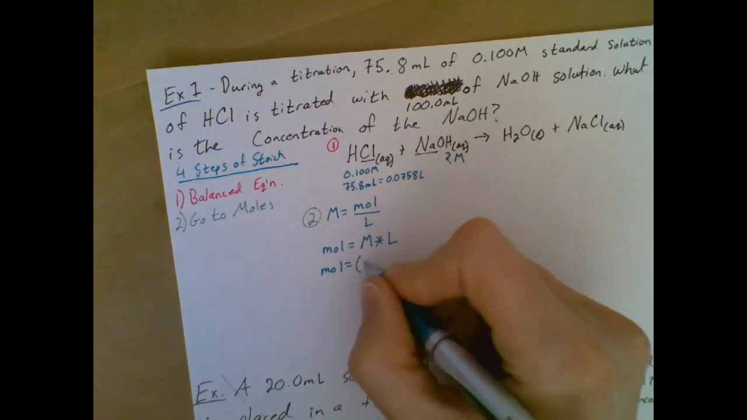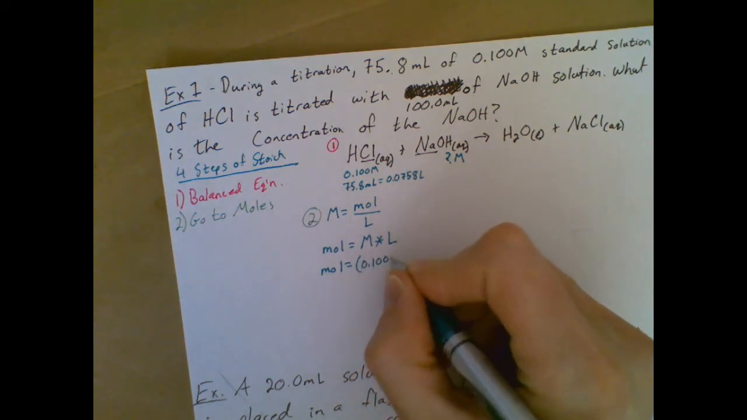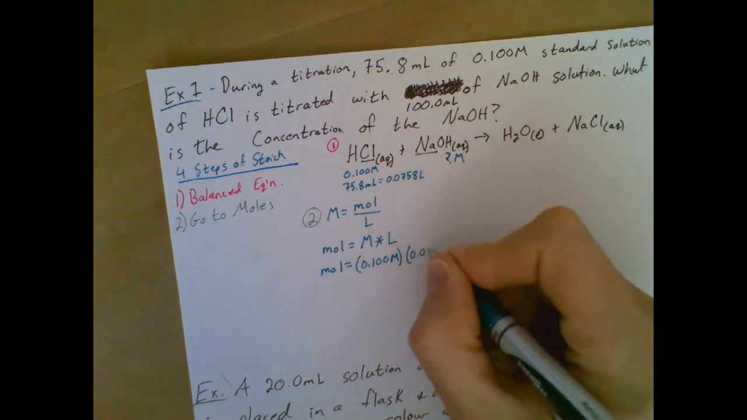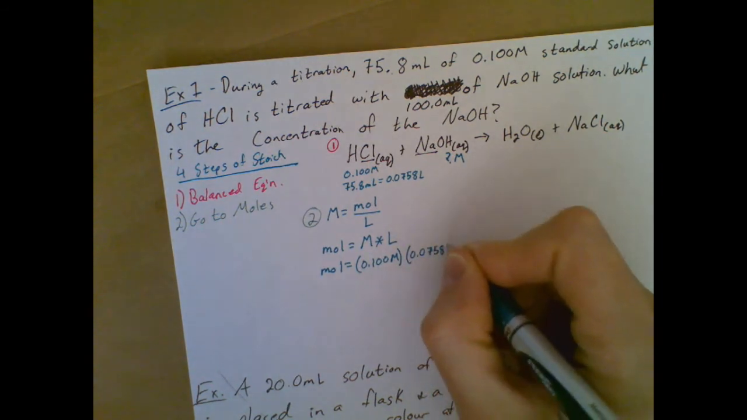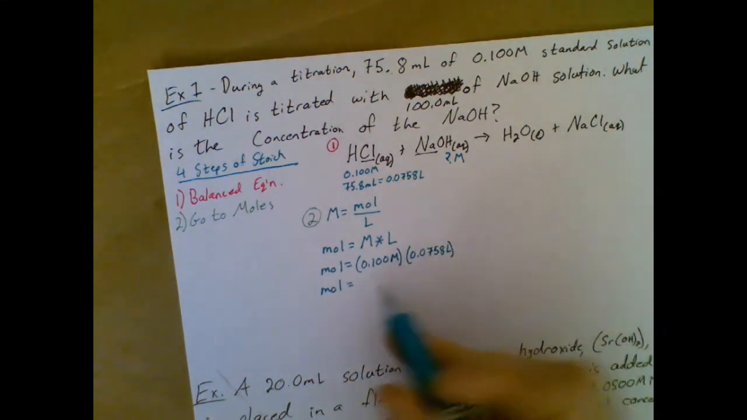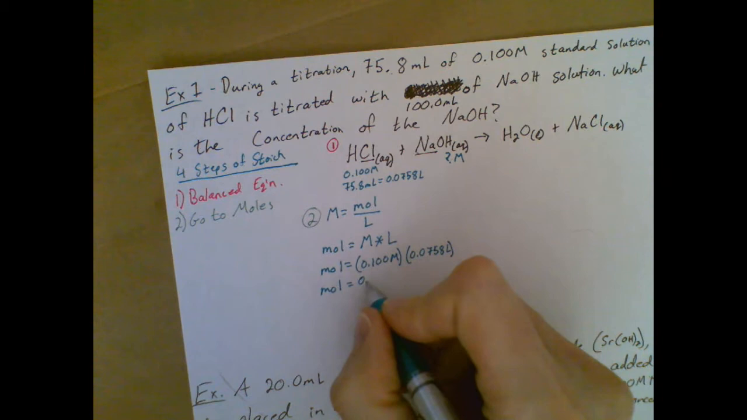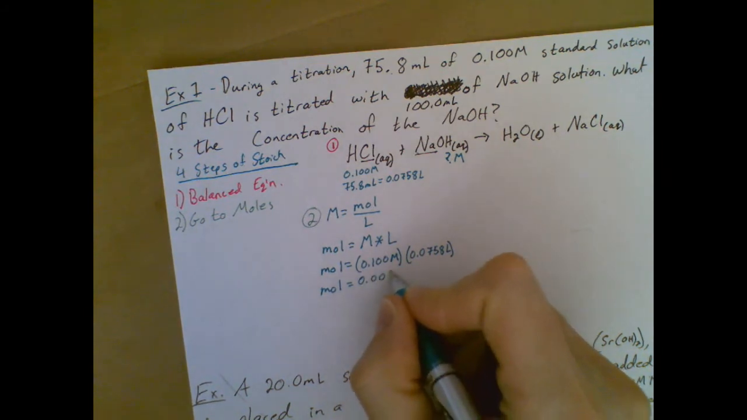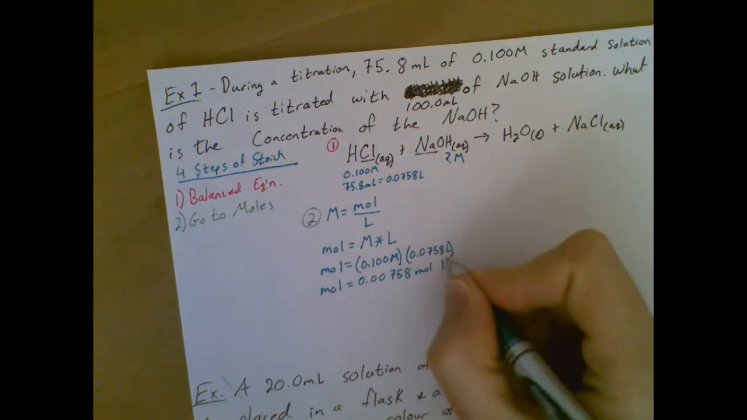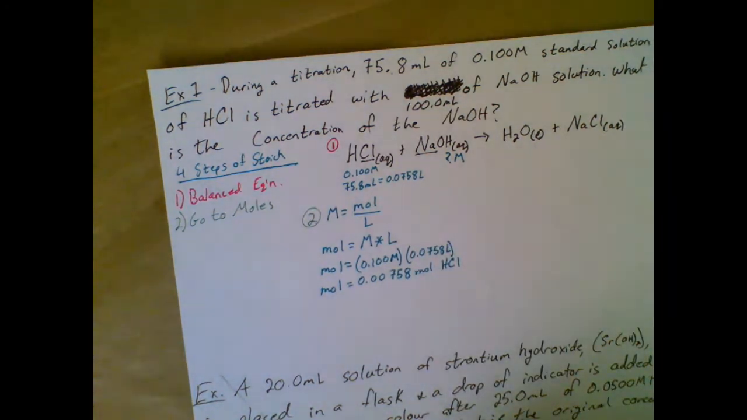We're going to plug our numbers in. So 0.100 molarity multiplied by 0.0758 liters. Okay, how many moles is that? Well, that should be 0.00758 moles. And let's keep in mind what substance we're talking about. We're talking about HCl. That was step 2. That was go to moles.